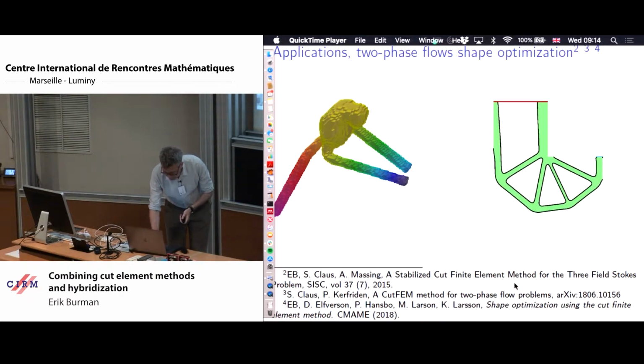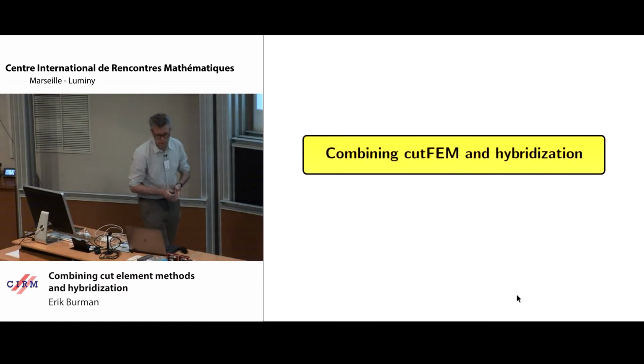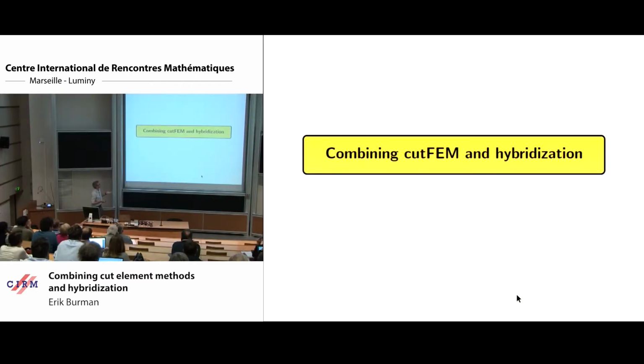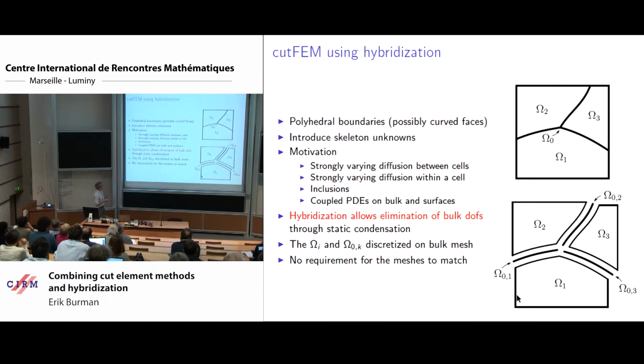Okay, so let's go on and see if we can combine this with hybridization. So why did we want to do this? Well, now we started to have geometries like this, where we had different domains that you can think of as different grains in a porous medium. And typically, there are things that go on here, like we have strongly varying diffusion between cells, but you can also have strongly varying diffusion within a cell. You can have inclusions here, and we can also have coupled PDEs on bulk and surfaces.